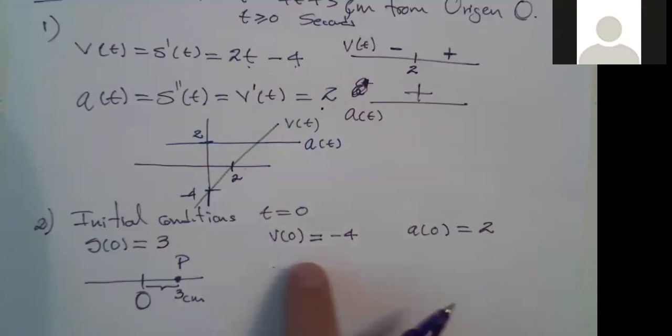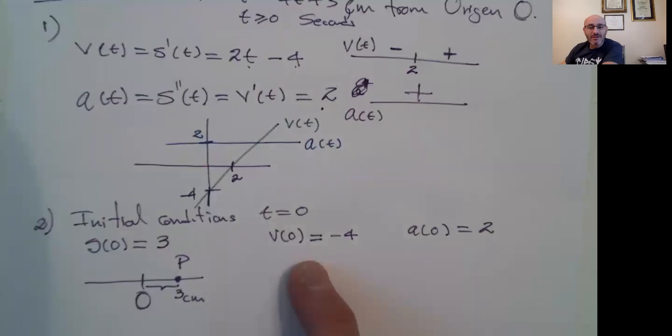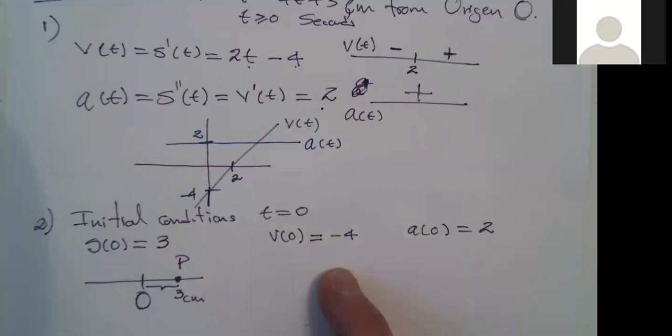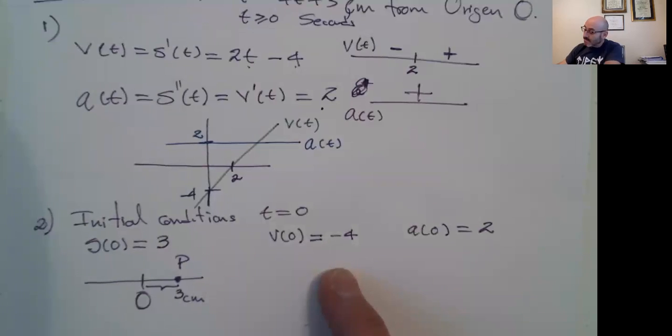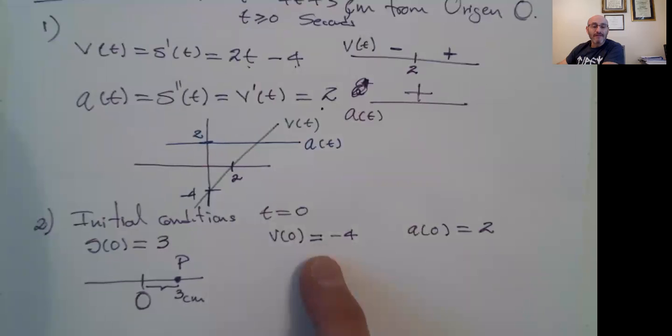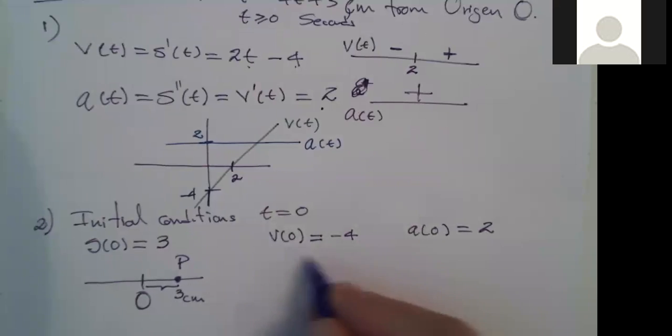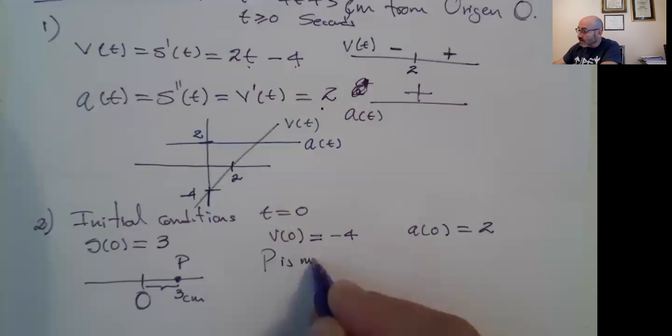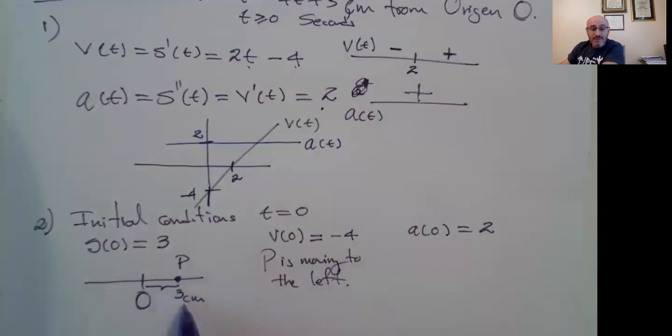What does it mean that the velocity at 0 is -4? Look at the chart. What does it mean when the velocity is negative? It's going backwards. It's moving to the left, right? So this means that P is moving to the left. So the particle is here, 3 centimeters from the origin, but it's moving in that direction. It's moving to the left, right?